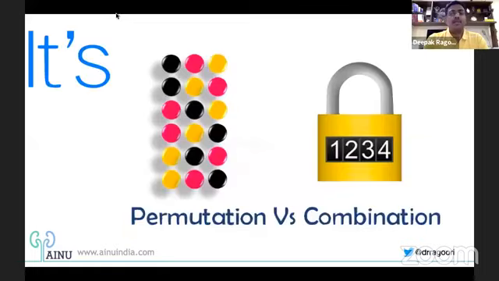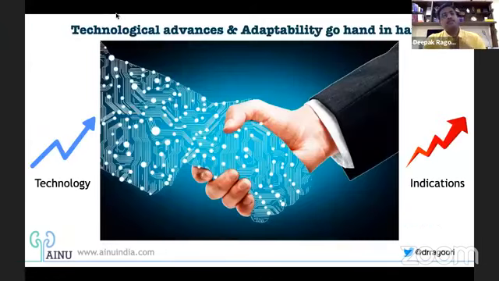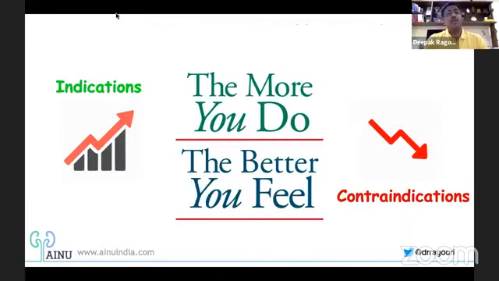So to end with, what I would say is it's a permutation and combination of various factors that would actually matter in indicating or contraindicating a case for flexible ureteroscopy. As technological advances are happening and we are adapting to them very fast, the technology grows, the indications are also growing, and the doctors are also getting very confident. The more you do, the more you feel better. So the indications start to grow, the more confident you are, and the contraindications automatically come down.